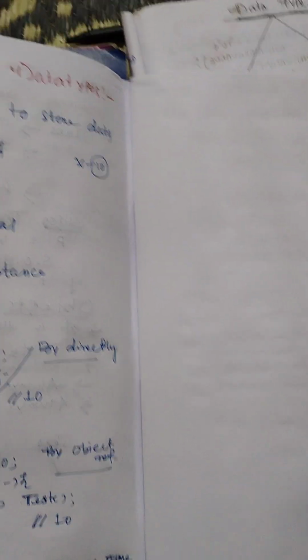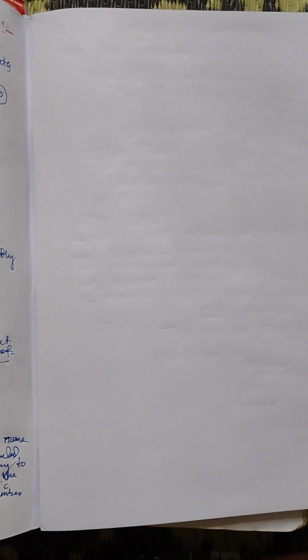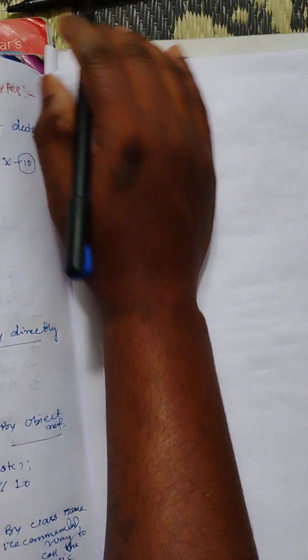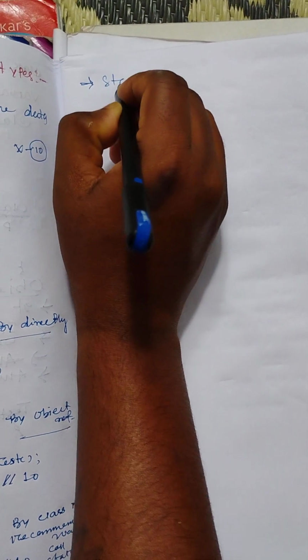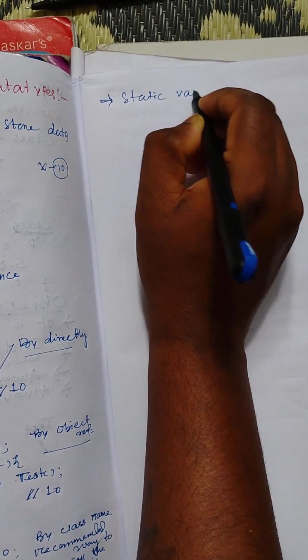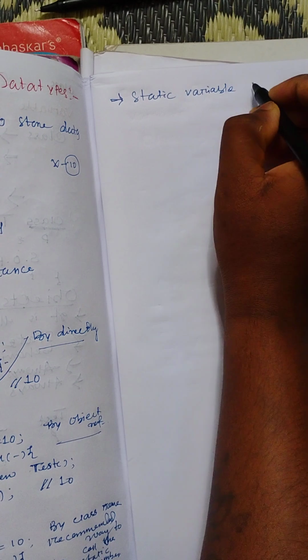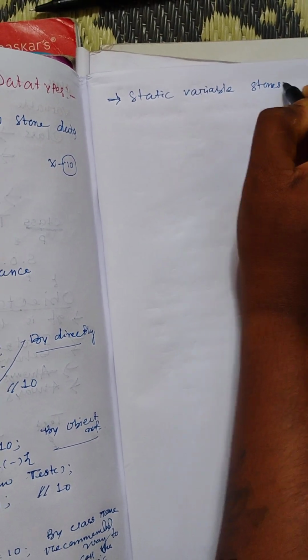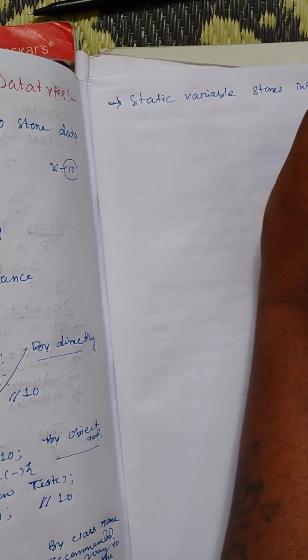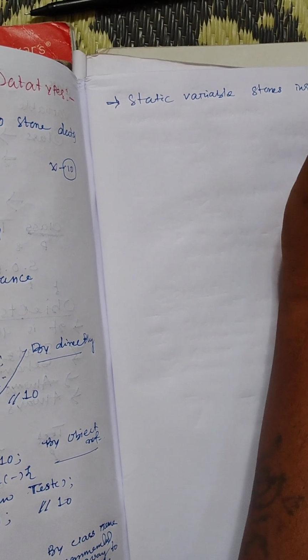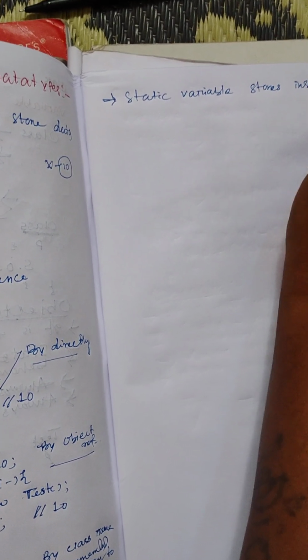Before Java 1.8 something, static variables were stored inside the method area, I think. Nowadays static variables are also stored inside the heap area. Non-static variables are stored in the heap area, and static variables are stored in the heap area. You can write here: static variable stores inside heap area.